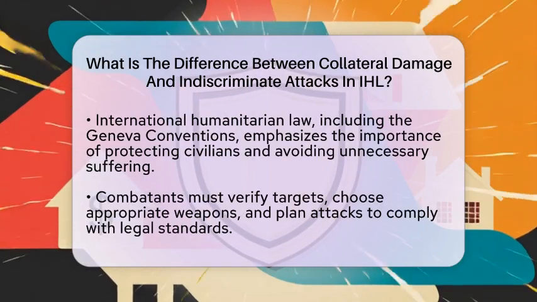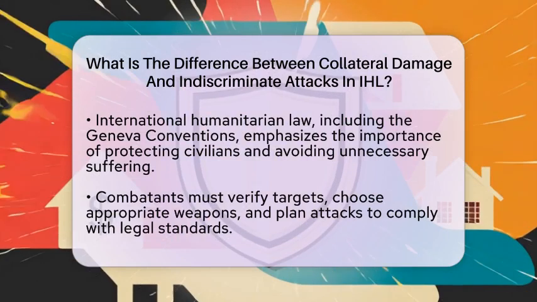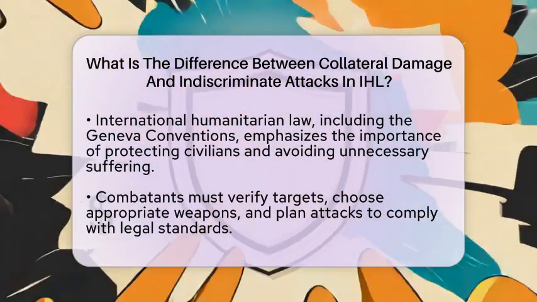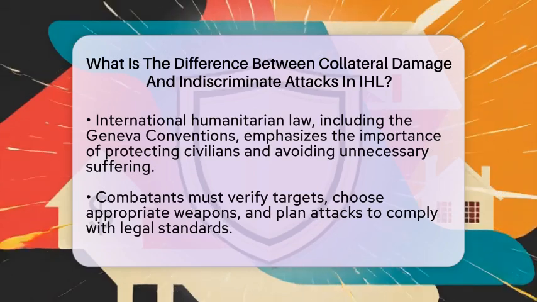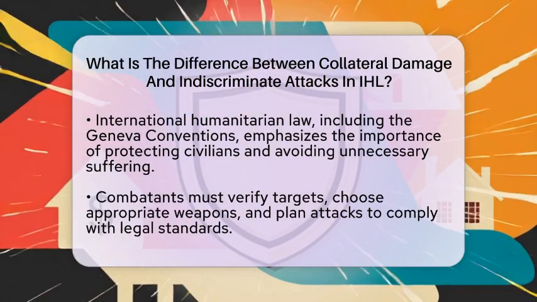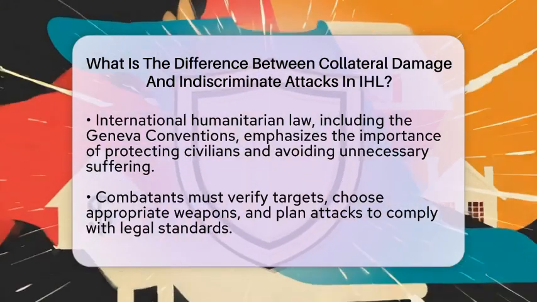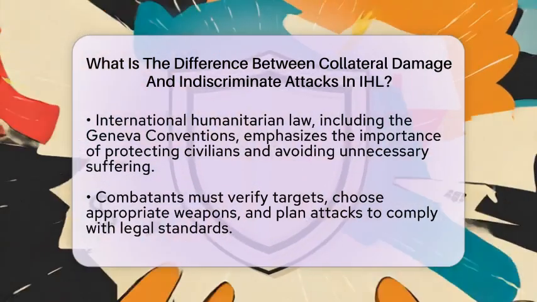The key difference is intent and discrimination. Collateral damage is unintended harm that can happen even when soldiers try to avoid it. It's considered lawful if it meets the rules of proportionality and precautions. Indiscriminate attacks, on the other hand, are unlawful because they ignore the rules and deliberately or recklessly harm civilians.